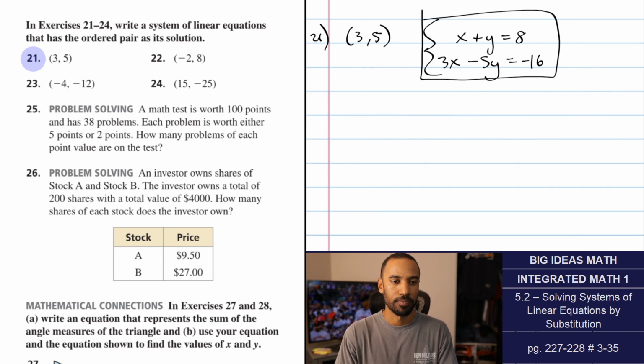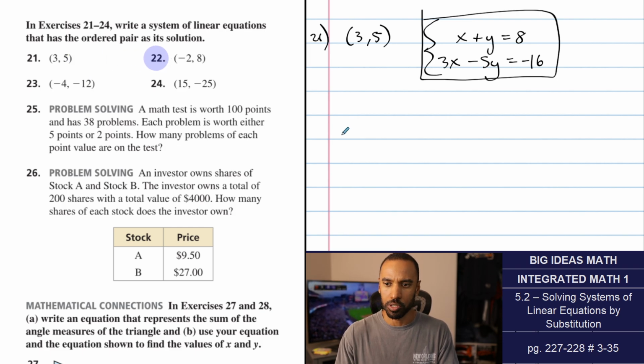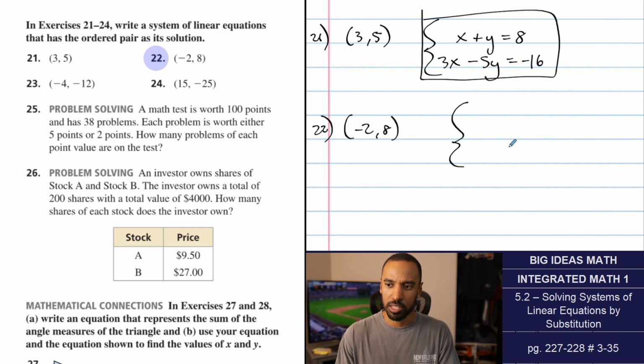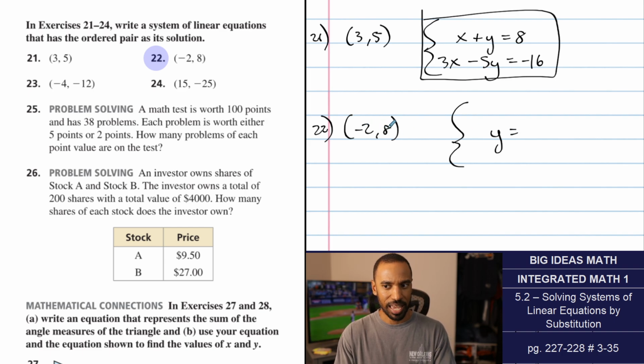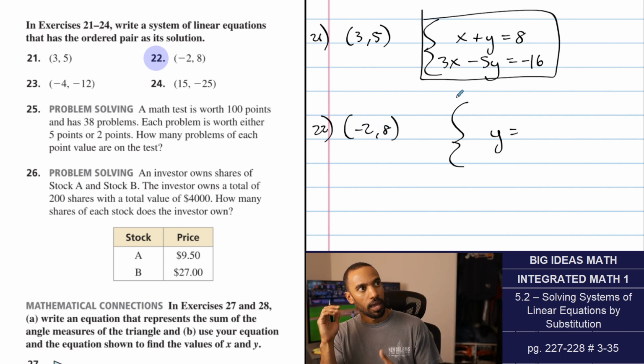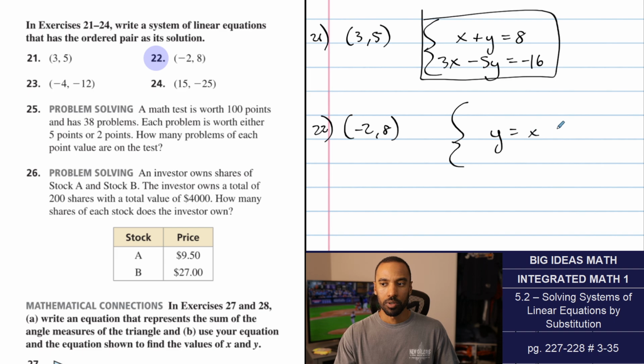Write a system. So let's keep working that out. I want to use some slope-intercept form, things like that as well. So let's try that. Number 22, for negative 2, 8, let's make a system that says y equals, if x was negative 2 plus what is 8? Negative 2 plus 10. So y equals x plus 10.